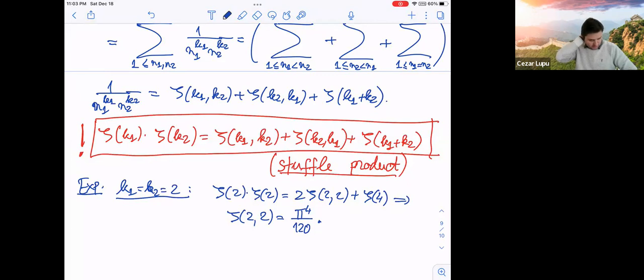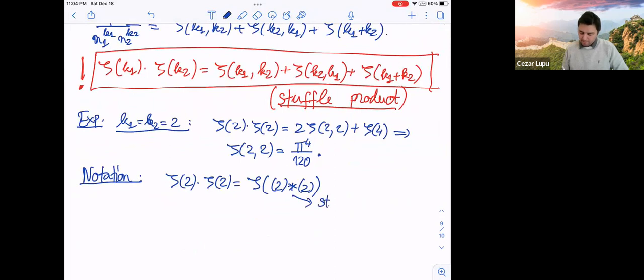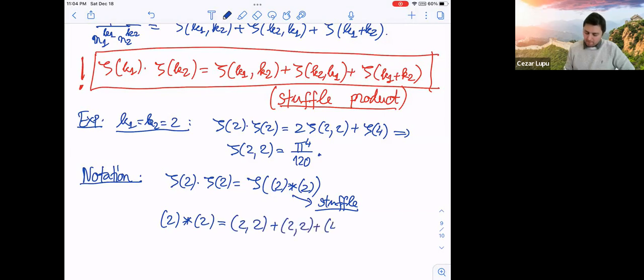So let me use a notation here. Zeta of 2 times zeta of 2 means 2 stuffle 2, where this stands for the stuffle product. We can also write it as 2 stuffle 2 is (2, 2) plus (2, 2) plus 4. As you can see, this tricky formula allows us to compute the double zeta value of 2, 2. And of course, this is very different from zeta of 4. Remember, zeta of 4 is pi to the 4th over 90.